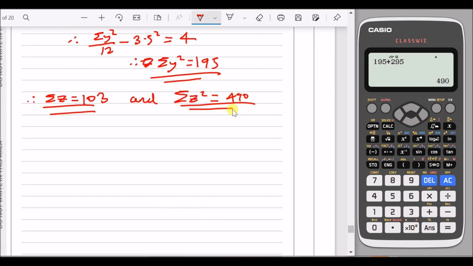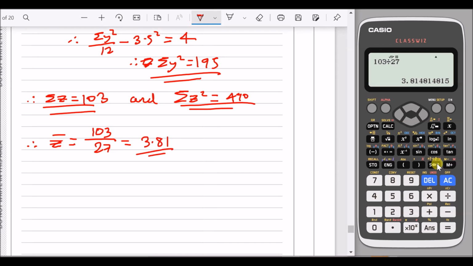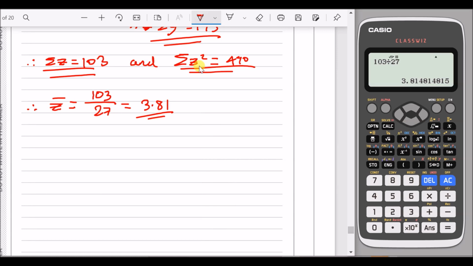So we can say, therefore, the mean z bar equals the sum of z over the sample size, which is now 27. So dividing, 103 divided by 27, you get roughly 3.81. And for the next value, we need to find sigma z, the standard deviation of z.